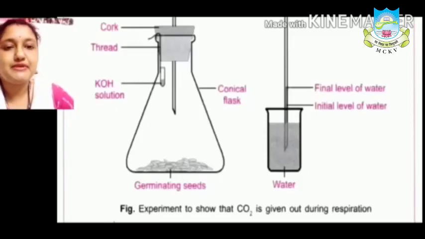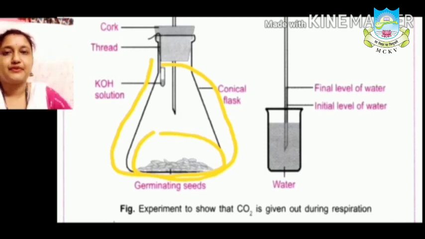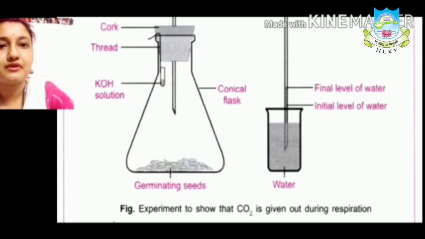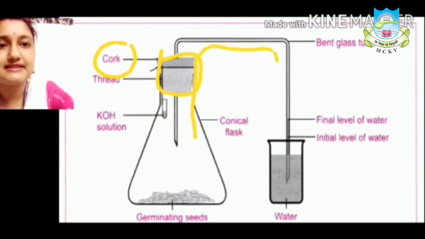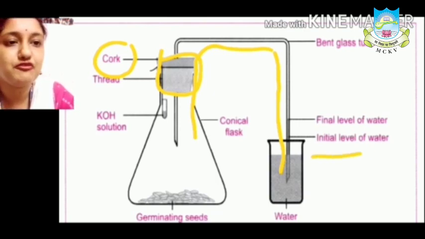Experiment to show that carbon dioxide is given out during respiration. Here we can see one conical flask which is filled with germinating seeds. One test tube is tied up with a thread, which is filled with KOH solution. One cork closes the mouth of the conical flask. One bent glass tube is inserted in the conical flask, and the other end is inserted in a container which is filled with water. Then we will note down the initial level of water.